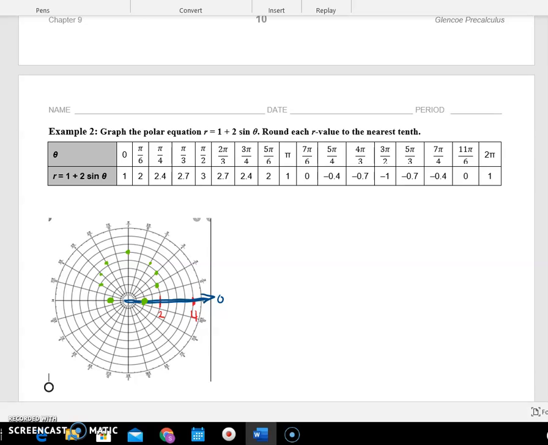So far we have this. And then at 7 pi over 6, we're back to 0. 5 pi over 4 is negative 0.4. So we're going to go the opposite direction. So we'll be right in there.